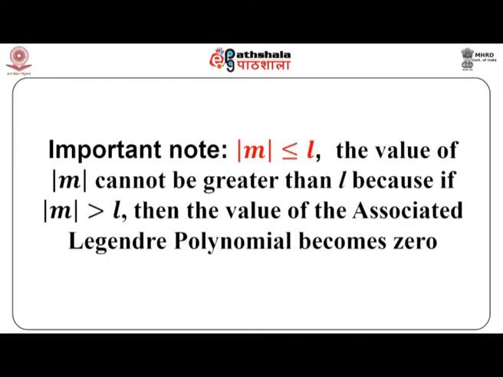One needs to remember that one of the conditions is that the absolute value of m has to be less than or equal to L. That means the absolute value of m cannot be greater than L. Why should it be so? Because you can very well see that if |m| is greater than L, then the value of the associated Legendre polynomial will become 0.